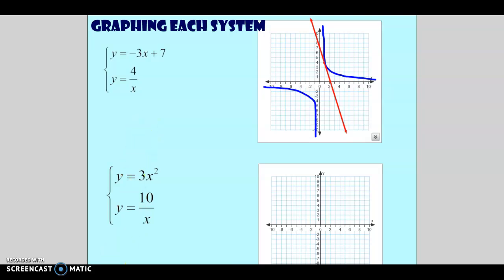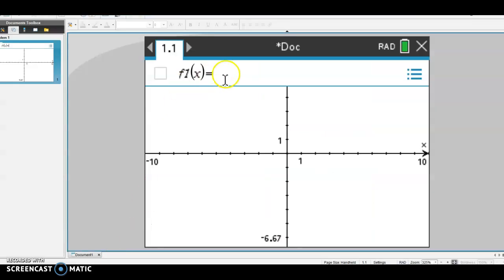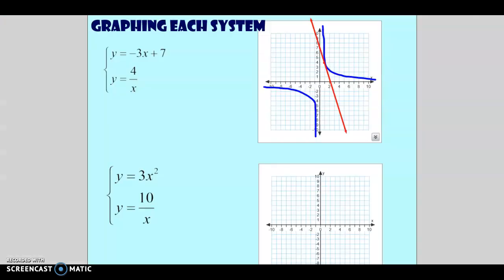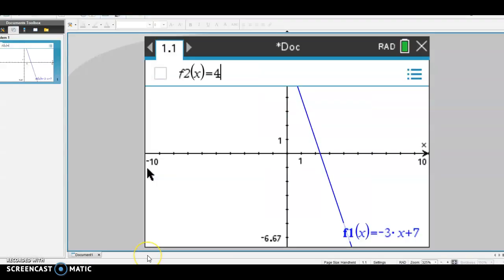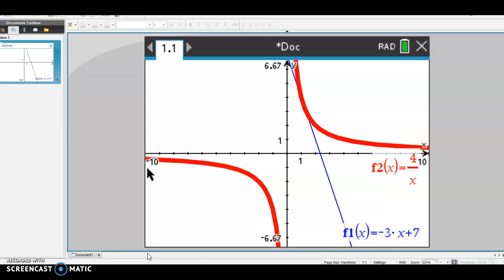So let's go into our graphing calculators, and we can graph two equations at the same time. Our first one is going to be negative 3x plus 7. Then instead of hitting enter, if you just go down, now I'll have f2 of x, so then I can type in my 4 over x and hit enter, and now I can see my two graphs.